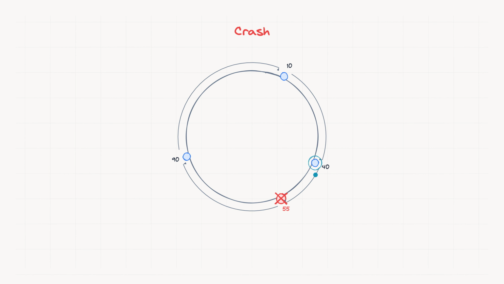But remember from earlier, every peer periodically checks in with its successor. When 40 reaches out to 55 and gets no response, it knows something's wrong. Here's the problem. If 40 only stored a single successor pointer, it's stuck. It doesn't know who comes after 55. The ring is broken at that spot. The fix is a successor list.